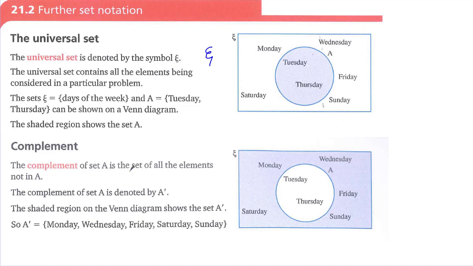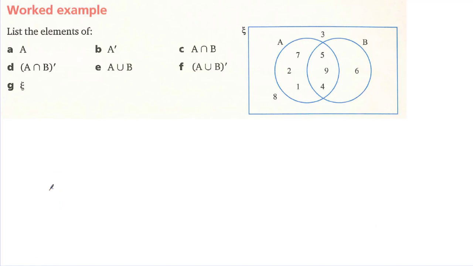The complement of a set A is the set of all elements not in A. So if the set is A, Tuesday and Thursday, what is not in A? The rest of the days: Monday, Wednesday, Friday, Saturday, and Sunday. So these days become the complement. Set A and the complement of A, when they make a union, they make the universal set. Okay, let's continue with the exercise.